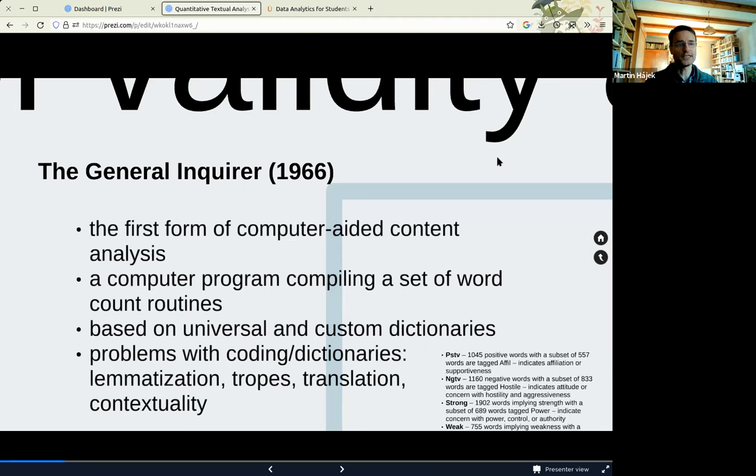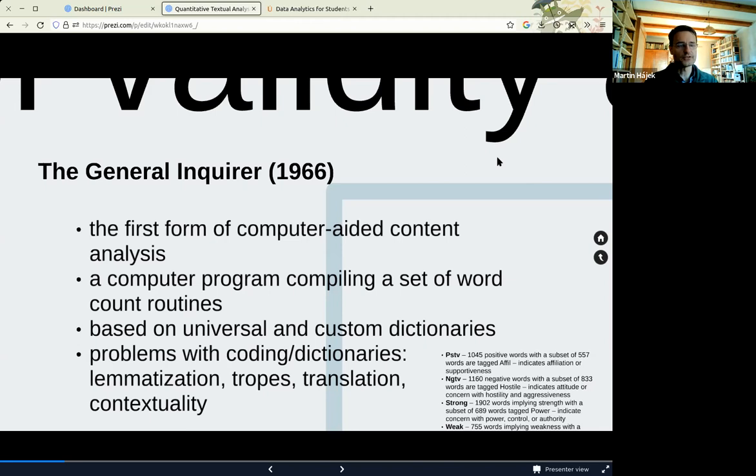And the General Inquirer was a program that was capable of counting words, but not only individual words. Also, it had special routines for disambiguation, word disambiguation, or meaning disambiguation. So it wasn't just a stupid program for counting words. It could do more sophisticated analysis.